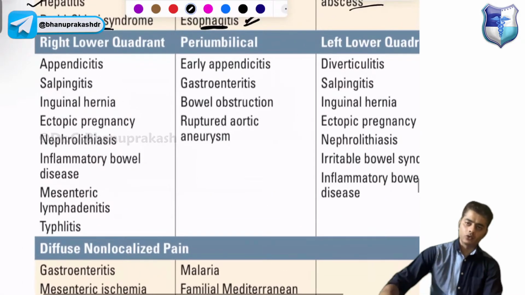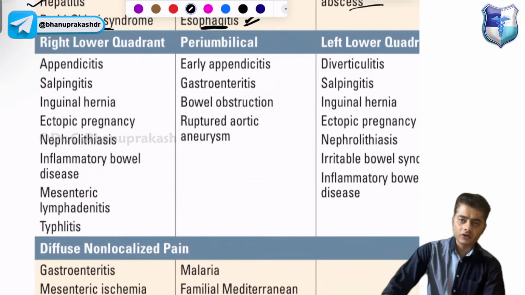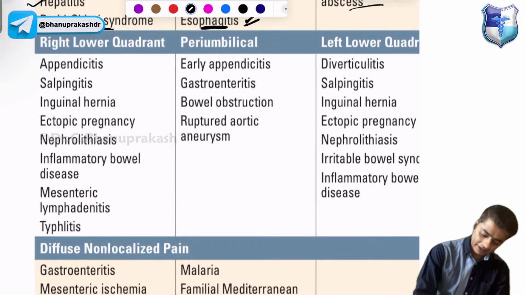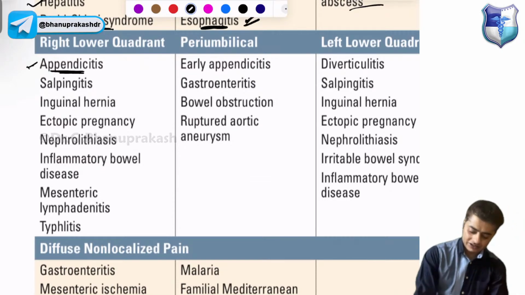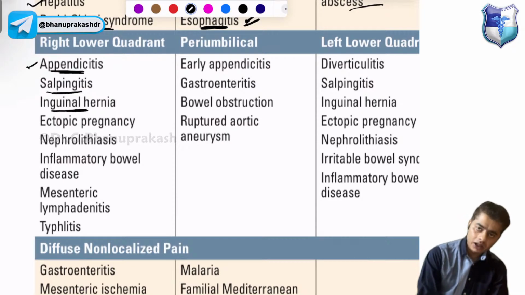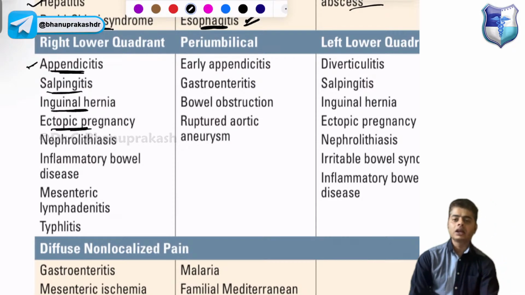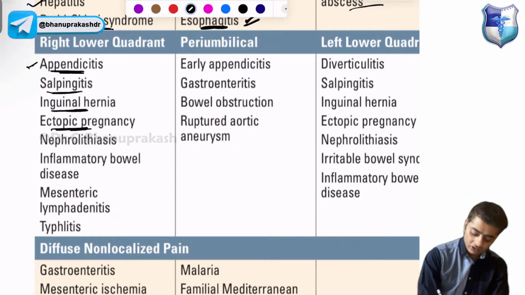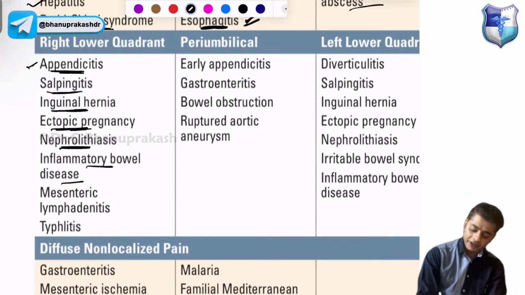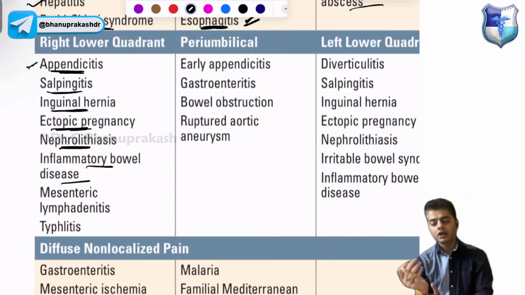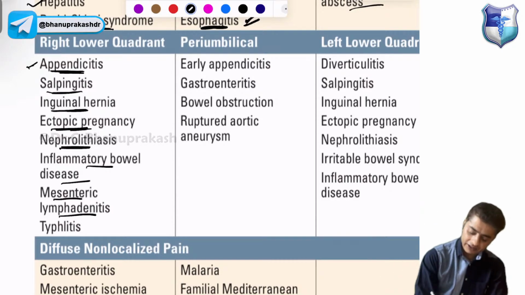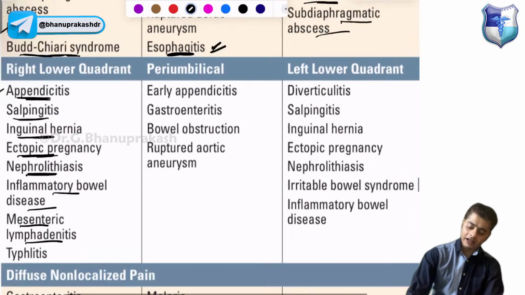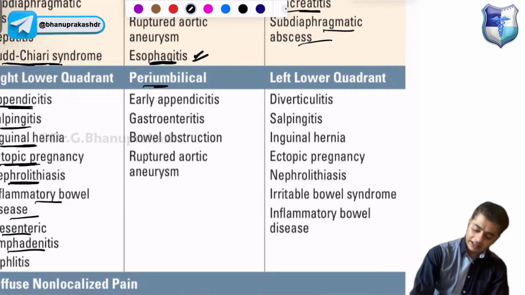Now we will come to your right lower quadrant. What all things are in the right lower quadrant? Your appendix. So pain due to appendicitis, salpingitis in females, inguinal hernia pain, pain of ectopic pregnancy, pain of kidney stone like nephrolithiasis, your IBD pain, which generally involves your rectum or ileocecal junction, mesenteric lymphadenitis.